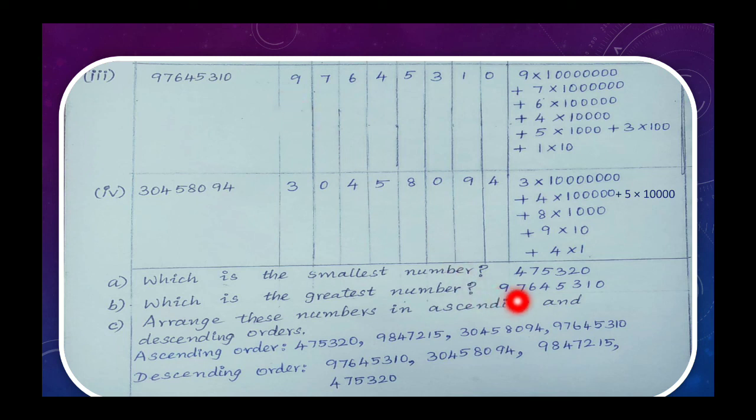9 crore 76 lakh 45,310. Arrange these numbers in ascending and descending order. We know very well that the ascending order is arrangement of numbers from smallest to greatest. Descending order is arrangement of numbers from greatest to smallest. So we have arranged all the four numbers in both orders.